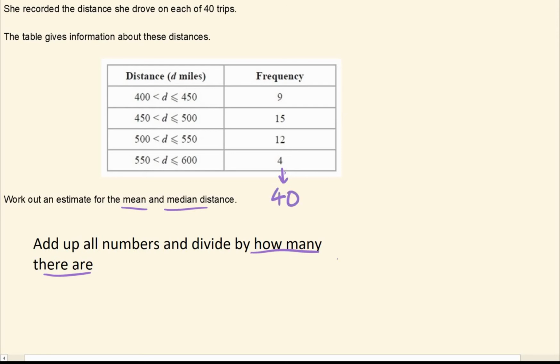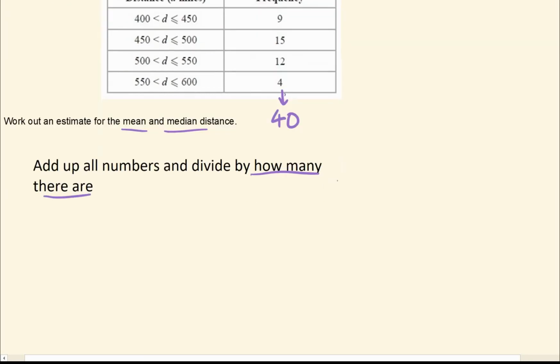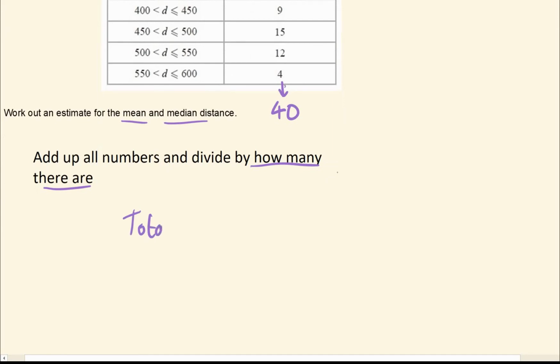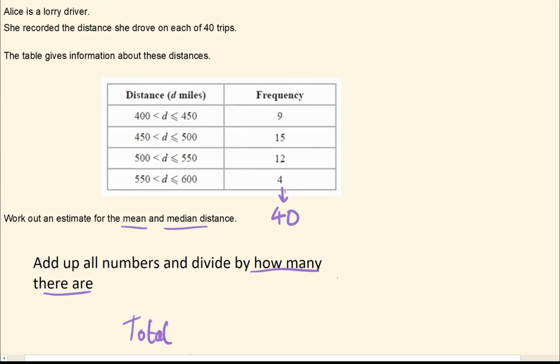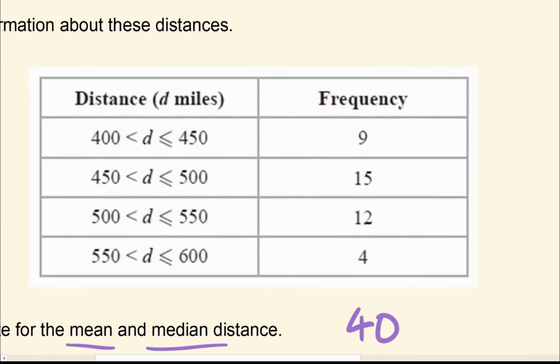This comes out to being 40, and in this question, and quite a lot of questions, you are given that fact. So we know it's going to be the total divided by 40, because Alice in this question took 40 trips. We now need to work out the total distance travelled. We do this by looking at each row one at a time.